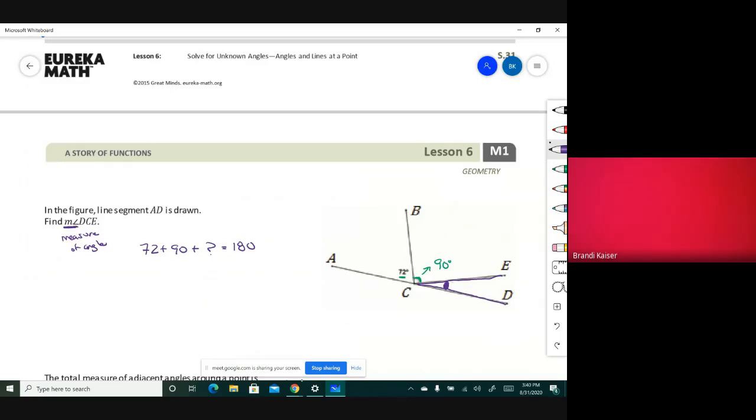So I can combine like terms, add 72 and 90, they would become 162. Subtract 162 from 180. And then my missing angle, which is really angle DCE, is whatever 180 minus 162 is, which happens to be 18. So angle DCE is 18 degrees. All right, and that's how we're going to work each of these out. What kind of picture do we have, and how do I know what kind of relationship the angles have?